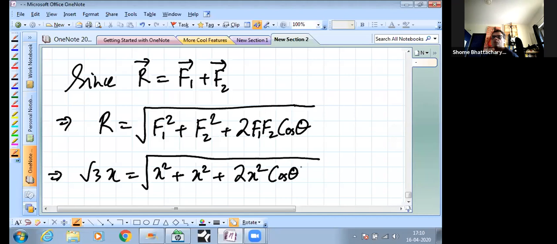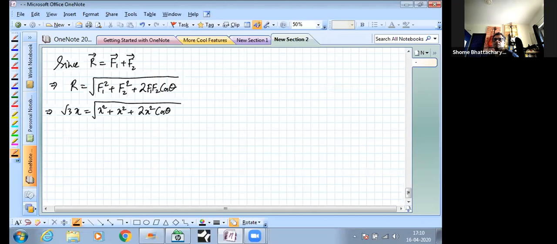Now what I want you to do is, just like we've done in the previous question, square both sides of the equation and find the value of cos theta. Even though x is an unknown, you will see it will cancel out on both sides. So just find the value of cos theta and that will give you the answer. Take a moment to understand this step and then work out the rest yourself. I'm waiting for your answers on chat.